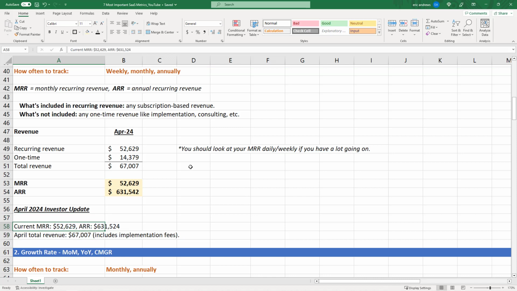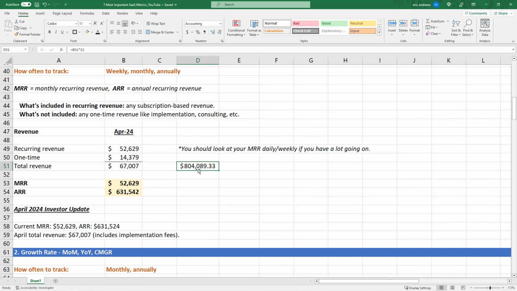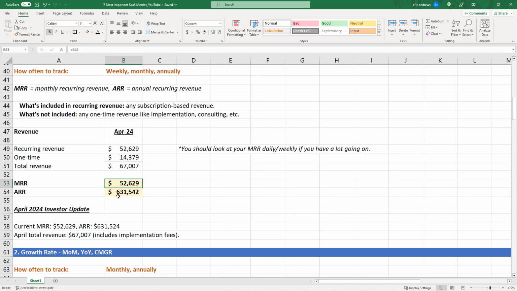So remember, your ARR does not include one-time revenue. If you just take your total revenue and multiply it by 12, that is not your ARR, and investors will look into this. Your ARR is not 800K. It's 631. Investors will look into this in diligence and they will find out if you miscalculated it. So you want to make sure you do that correctly.